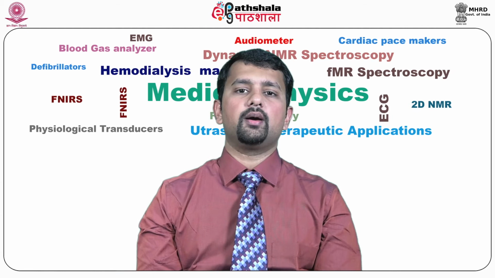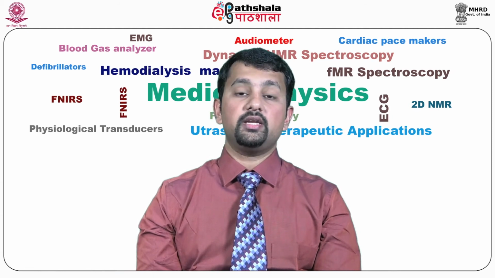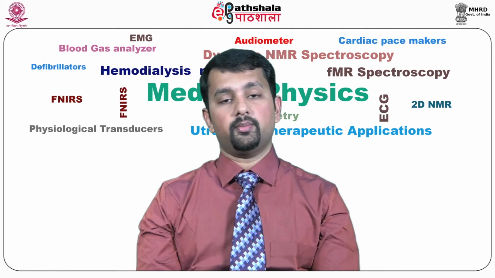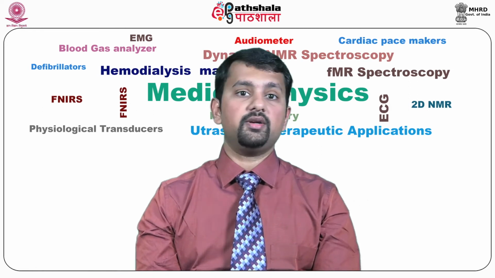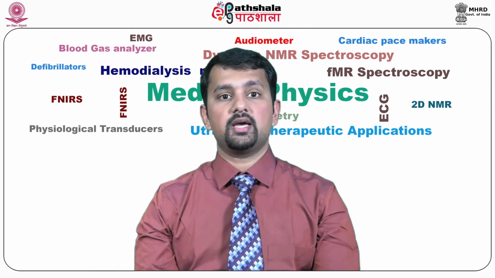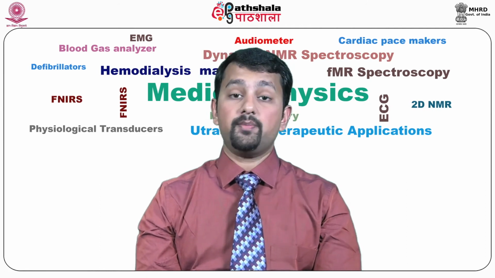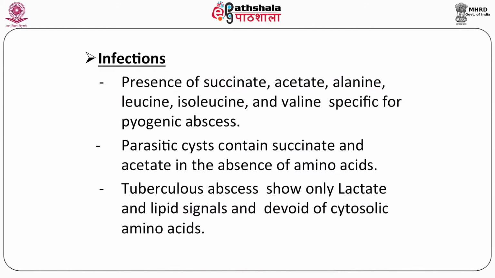Now let us look at the role of MRS in differentiating infections in the brain. MR spectroscopy helps confirm the definitive diagnosis of pyogenic abscesses and provide information about the type of infective agent. Presence of succinate, acetate, alanine, leucine, isoleucine and valine are specific for pyogenic abscesses. Parasitic cysts contain succinate and acetate in the absence of branch chain amino acids.